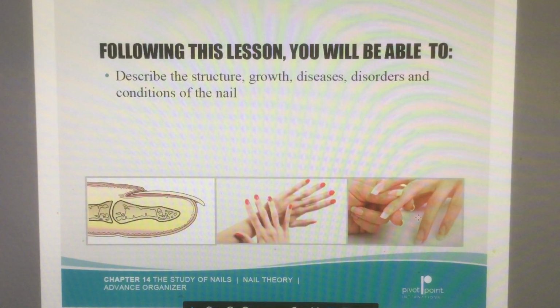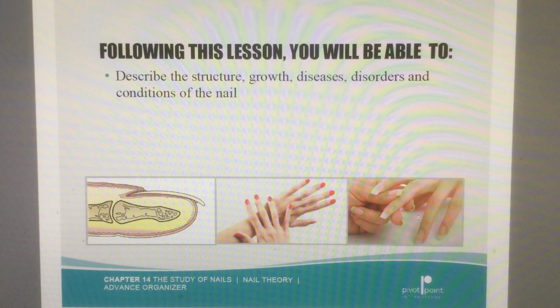So at the end of the lesson, you should be able to describe the structure, growth, diseases, disorders, and conditions of the nails. So you should be able to talk about the nail anatomy itself, the way the nail grows, and then identify some of the diseases, disorders, and conditions of the nail.